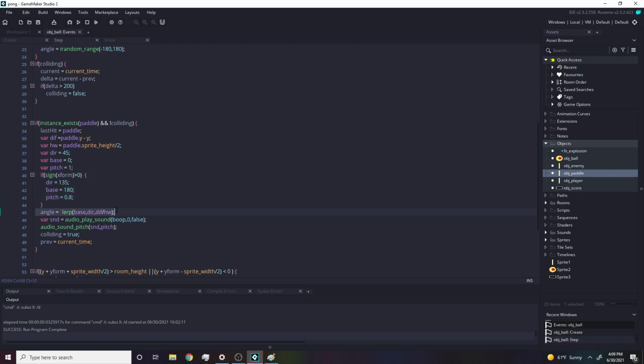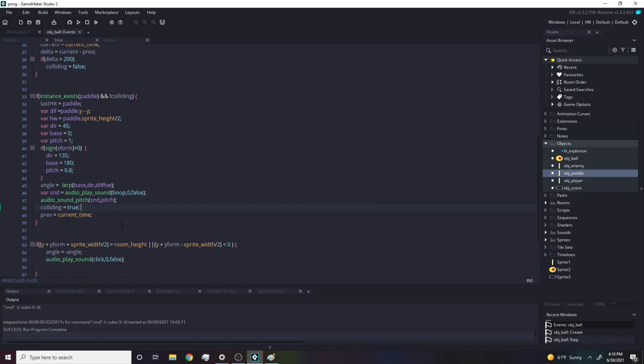So we have that angle, and we have that lerp that we talked about, linear interpolation. Very powerful function, used a lot in graphical programming. And then we're going to keep track of the sound for the boop, called the boop sound effect when the ball hits the paddle. And then we're going to play that sound. We're going to change the pitch of that sound effect depending if we're hitting an ally or an enemy.